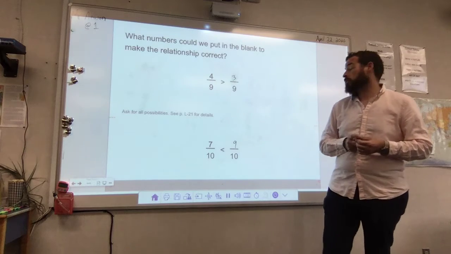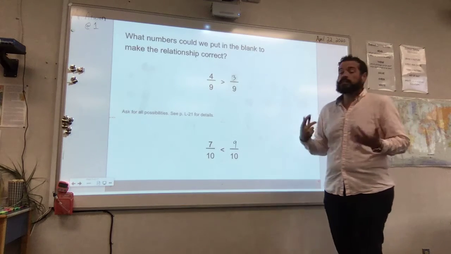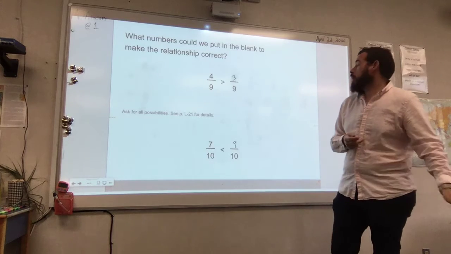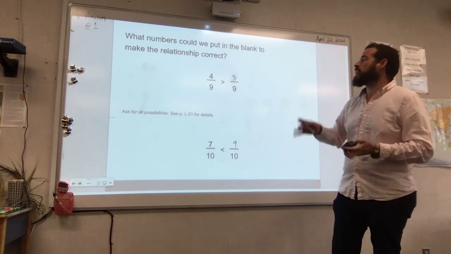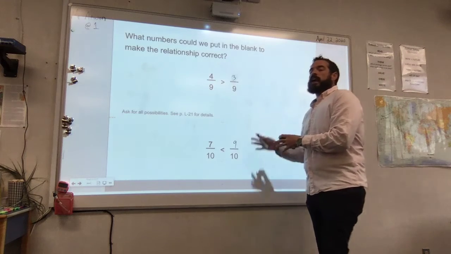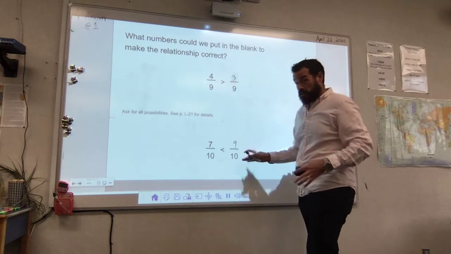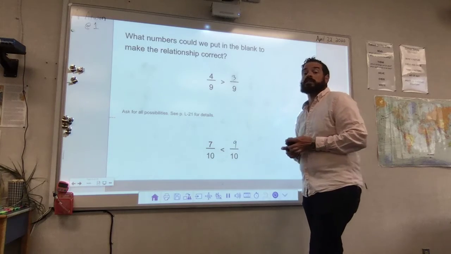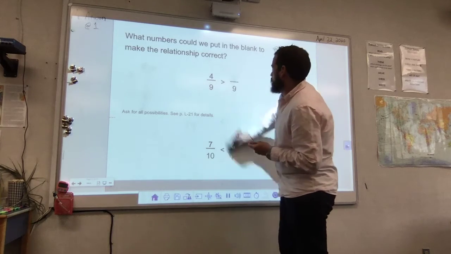You could also say 7/10 is less than 8/10. You could say 7/10 is less than 10/10, which is also equal to 1. So any of those will work. So that's just when you're being asked to fill in a blank here. That's what you're looking for. Compare those numerators. That's all you need to do. Okay.